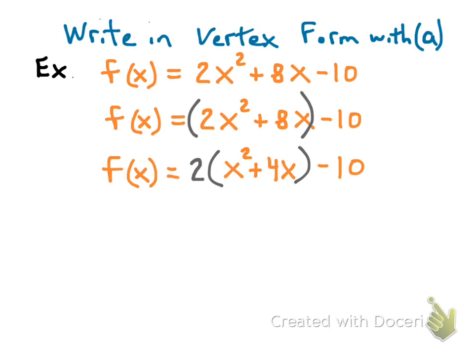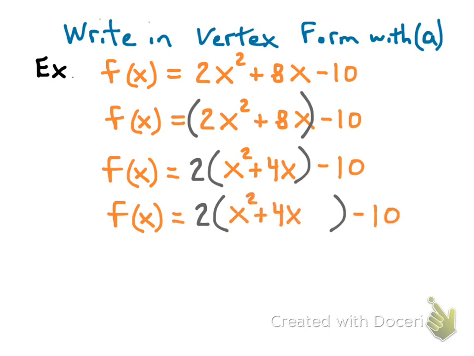And again, if you remember, completing the square, you take the b divided by 2, and then you square it. So b divided by 2 squared would be 2 squared, or 4. And that's what we want to add inside the parentheses there to complete the square.